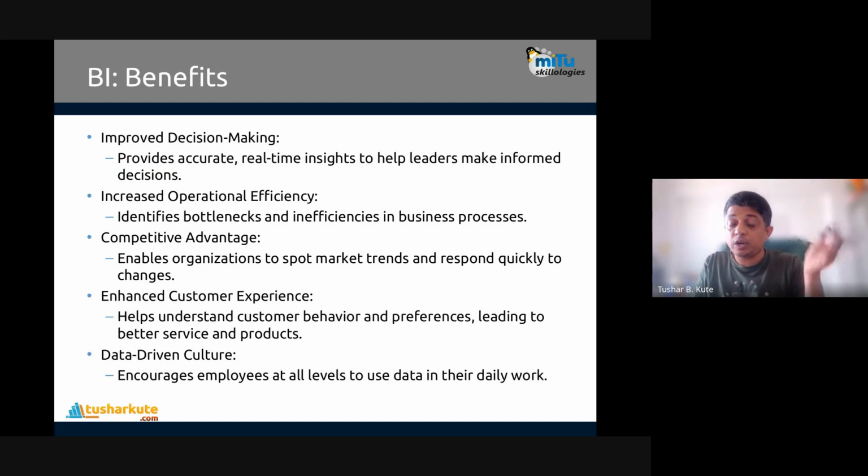We have already seen that goals and benefits are linked together. The first benefit is improvement in decision making. Second, improvement in operational efficiency is possible. Competitive advantage is definitely possible. Customer experience enhancement is possible, and a data-driven culture. So whatever goals I have shown, I've just linked them with the benefits of business intelligence.